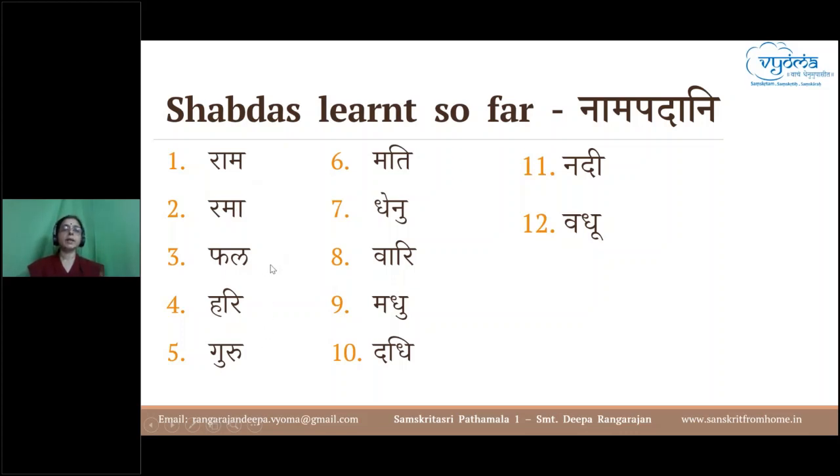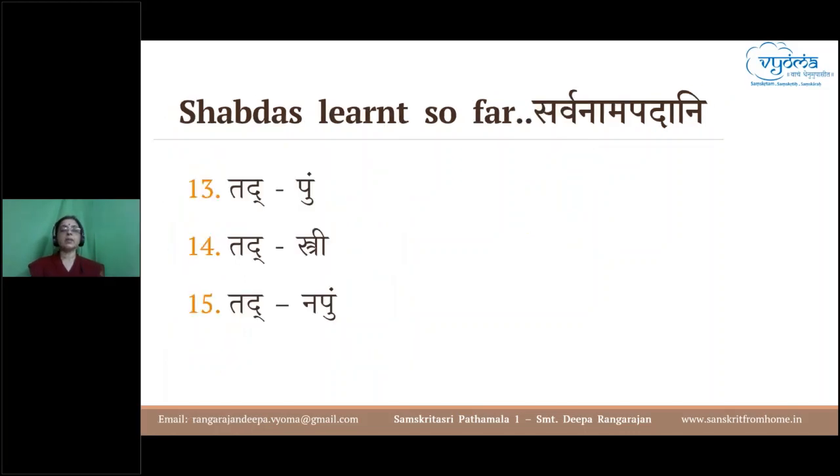Napumsakalinga padas: Hala, Vari, Madhu, Dadhi. And then Srilinga padas: Rama, Mati, Dhenu, Nadi and Vadhu.